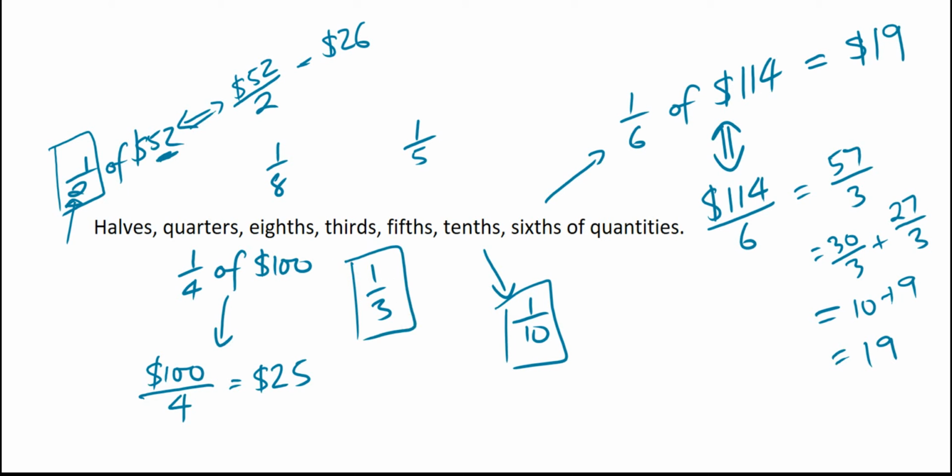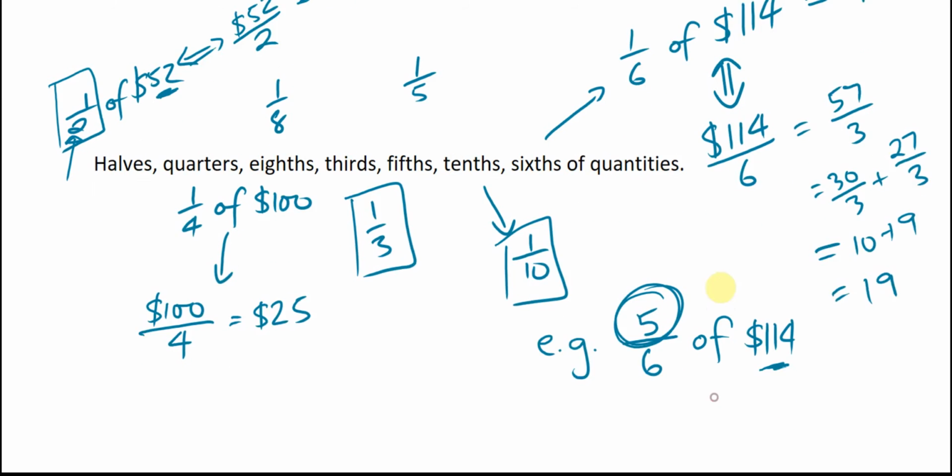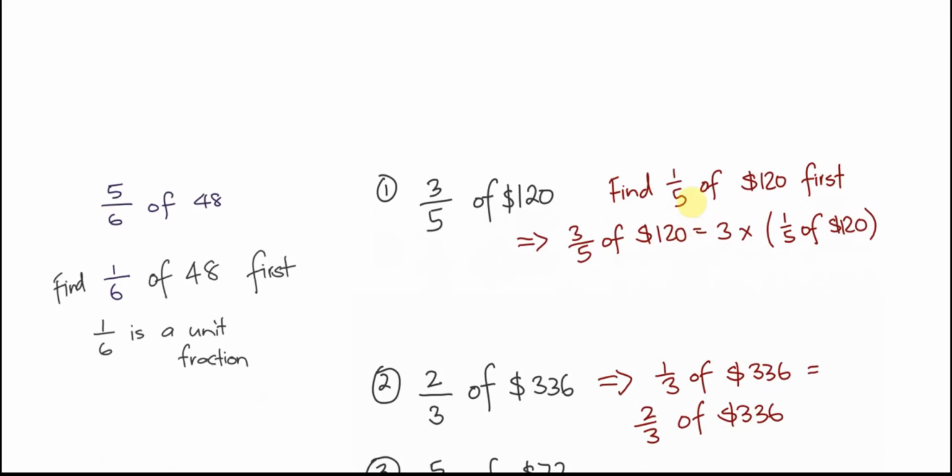Now when we go on to more complicated problems, for example, if we want to find out what 5/6 of $114 is, you want to find the unit fraction of the amount first and then multiply whatever that amount is by the top number in the fraction. So let's have a look at some examples.